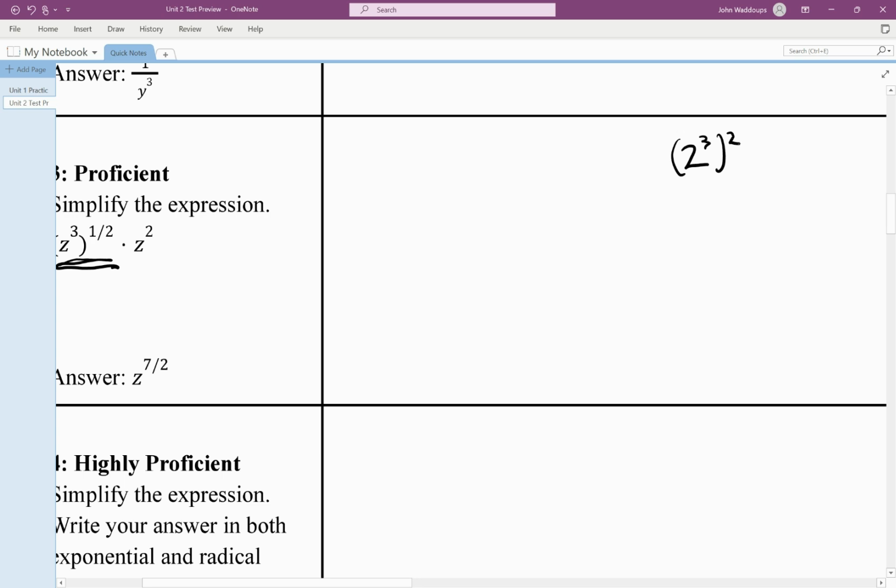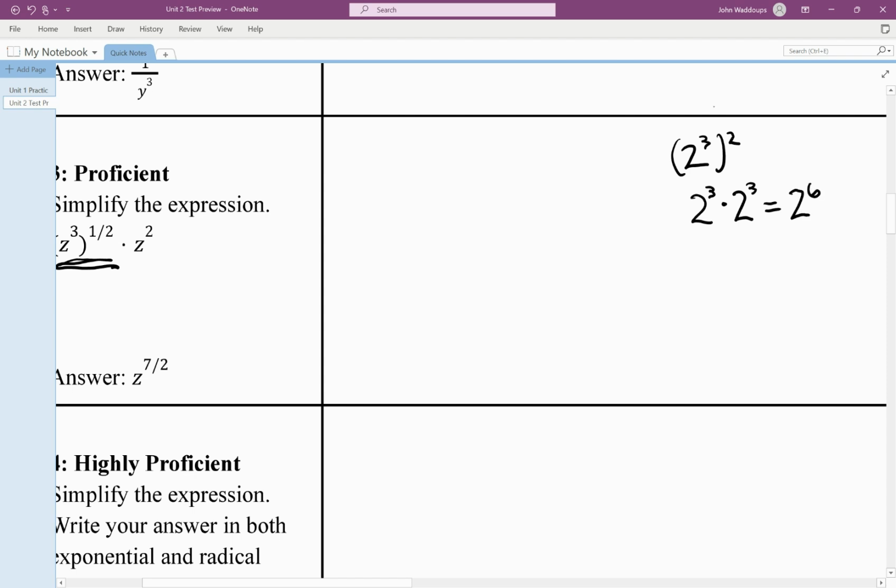You got to remember that what I've got here with the 2, this 2 has the base, everything that's in the parentheses. And so it tells me that I got to take 2 to the third power, which is the base, and multiply it by itself 2 times. And so then I can take 2 to the third power and 2 to the third power. Remember that when I multiply like bases, I add the exponents. So that's 2 to the 6th power.